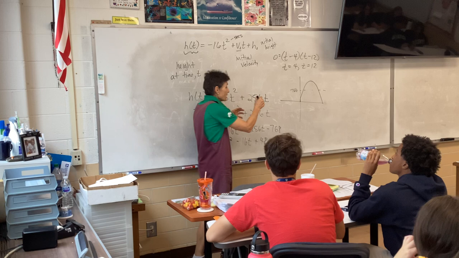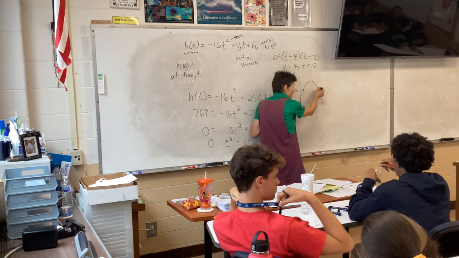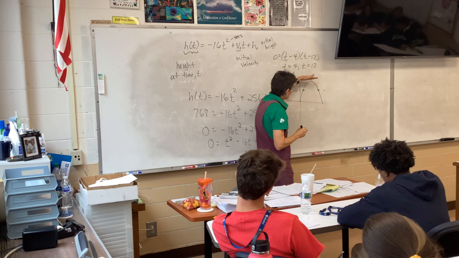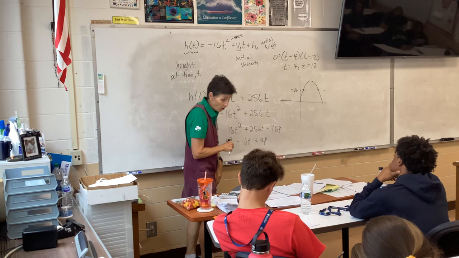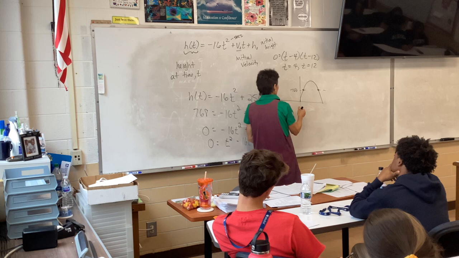Yeah. Oh. It goes up and down. The ball's going up, and then doesn't that come down? Yeah. So there are two times, potentially two times. Obviously, if this were 768, there would only be one time, right? If this were 768, there would be no times. But there's two. So when is the ball 768 feet above the ground? At 4 seconds and at 12 seconds. Would you agree with that?